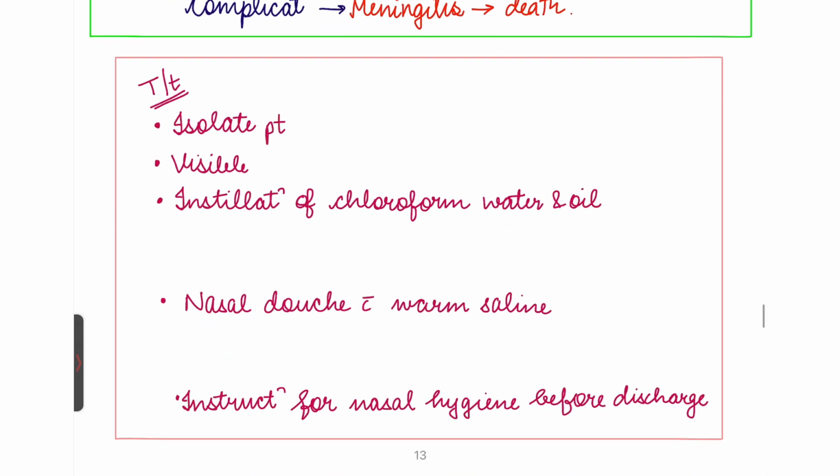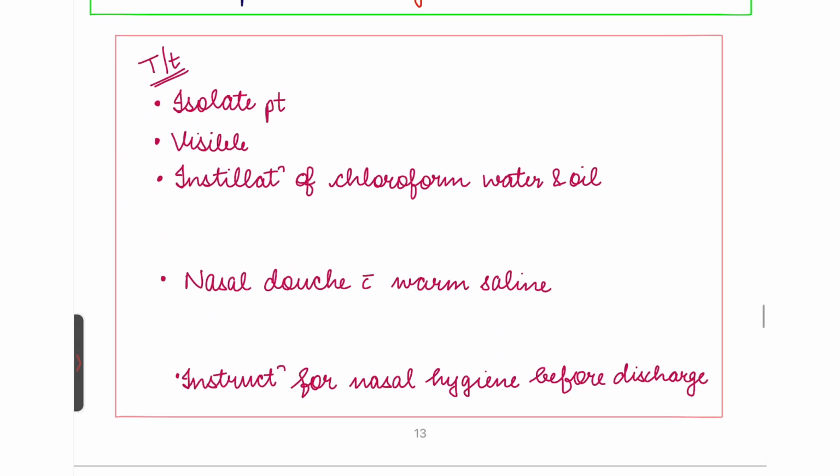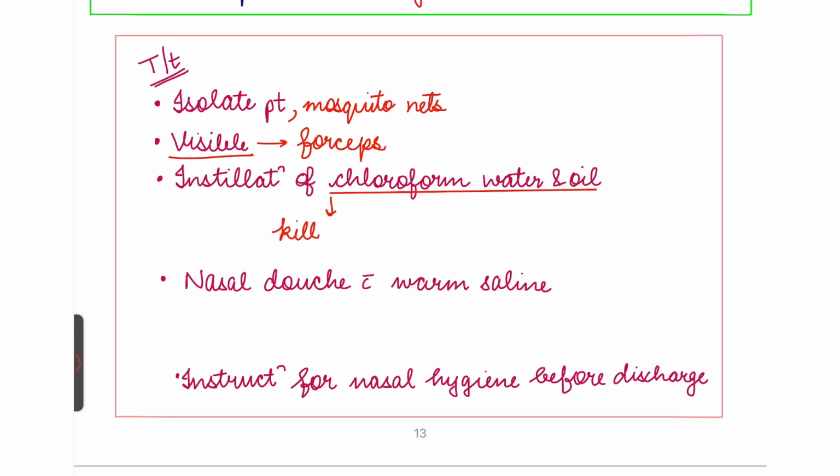Let's understand the treatment. First of all, we will isolate the patient and use mosquito nets. This is to prevent the patient from reinfestation by the fly. Then, if the maggots are visible, we remove them with a forceps. Then we instill chloroform water and oil. This is going to kill the maggots.